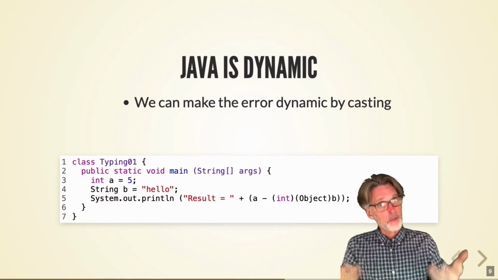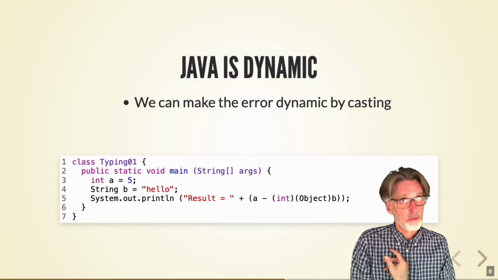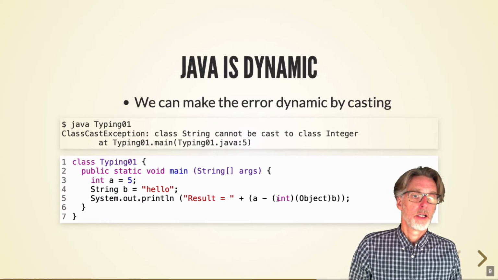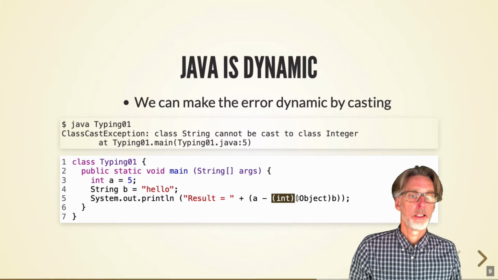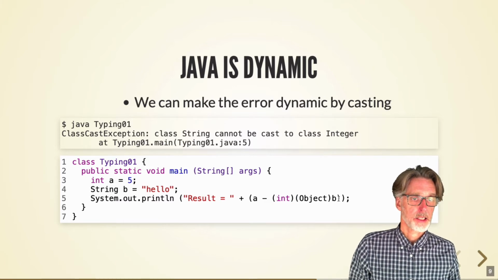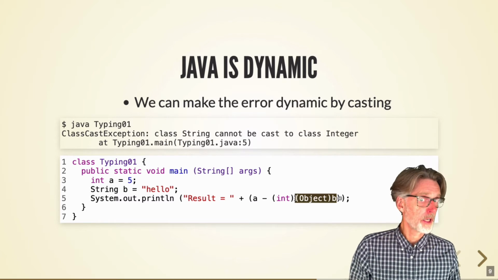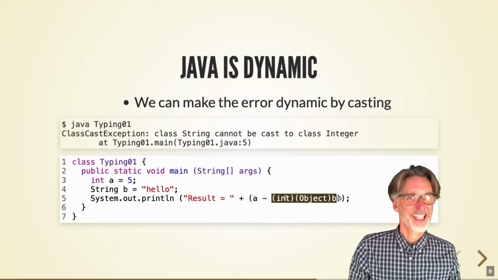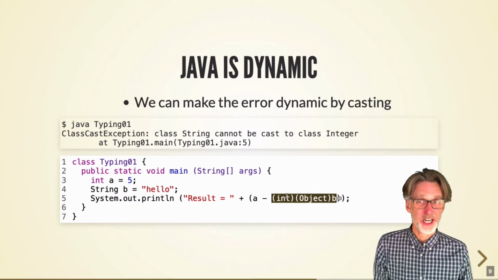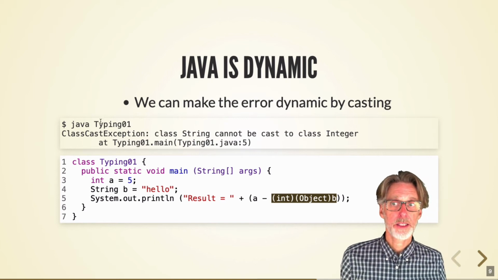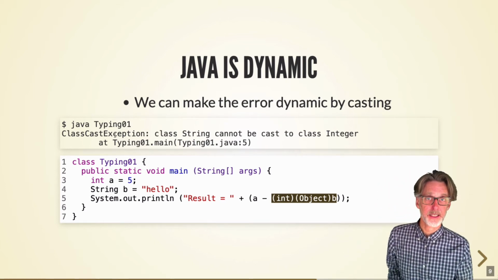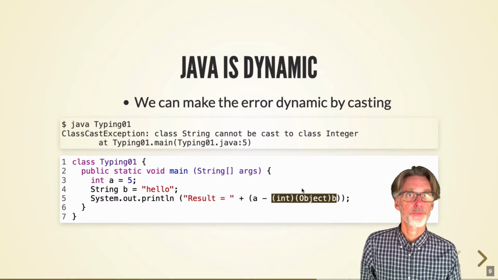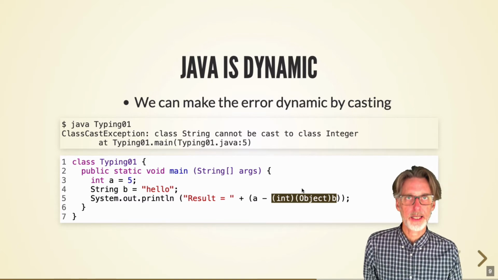And as a result, the compiler's happy, but we'll get a dynamic error at the point that this cast is checked. So this is an upcast from B to object, always safe. But this is a downcast here from object down to int. And therefore it is dynamically checked in Java. So when we attempt to run this program, we'll get a class cast exception telling us that strings cannot be cast to integers. So Java is both static and dynamic.